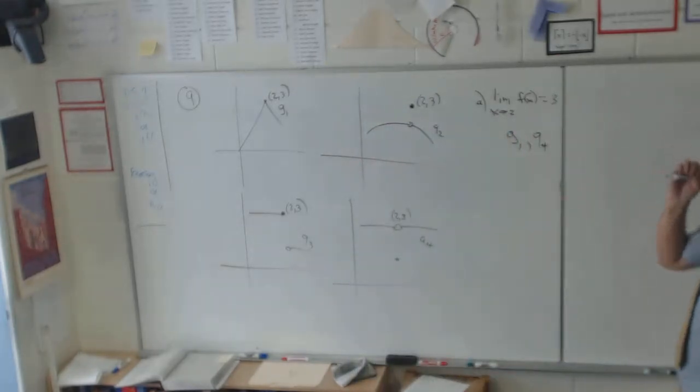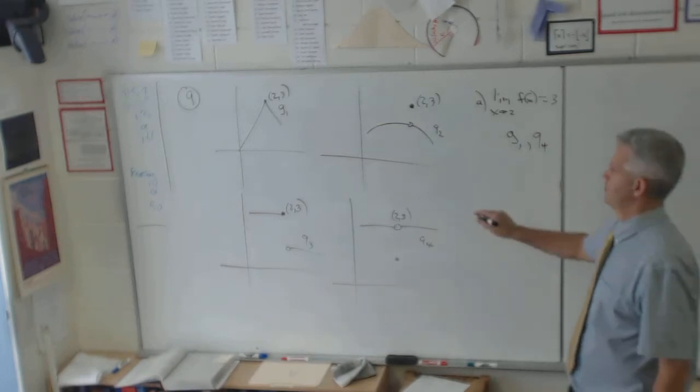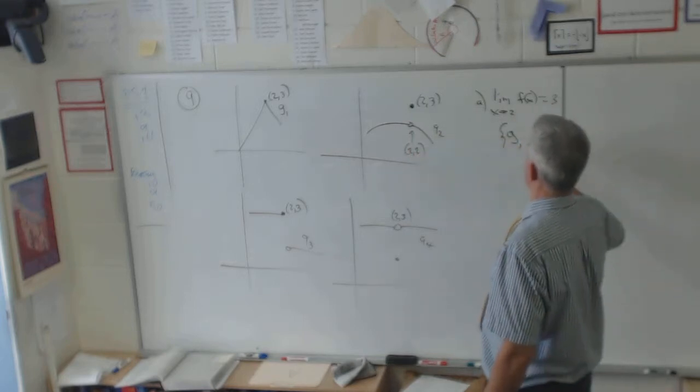What about g sub 3? It doesn't work because they approach 2 different values from the left and right, and then the limit doesn't exist. And what's wrong with g sub 2? The limit is 2 instead of 3. This is at 2 comma 2. So I agree with that.